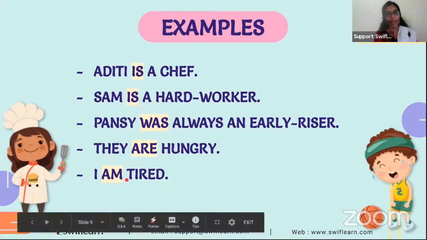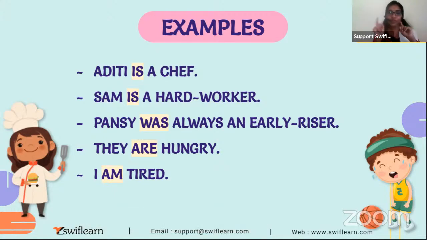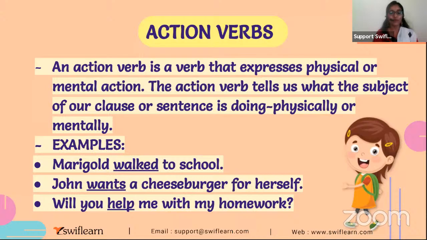I am tired is the next example. Whenever we have an I, we use the verb am. So I always goes with am. We don't want to use is or are with I in the present tense. I always goes with am in the present tense. I hope this is clear. Students, is it clear? Okay, fine.